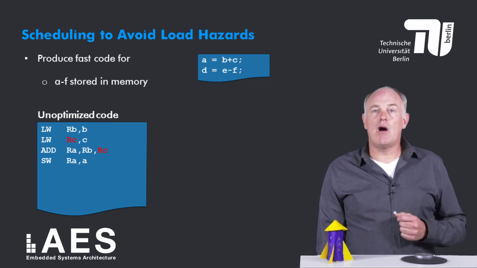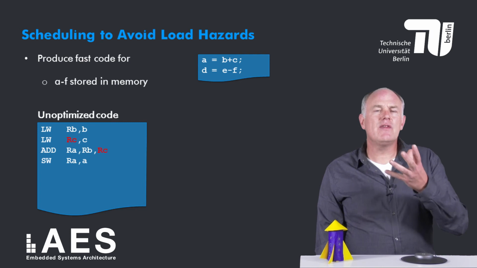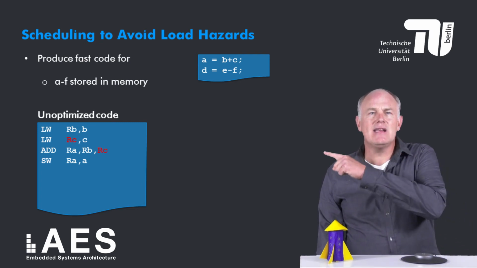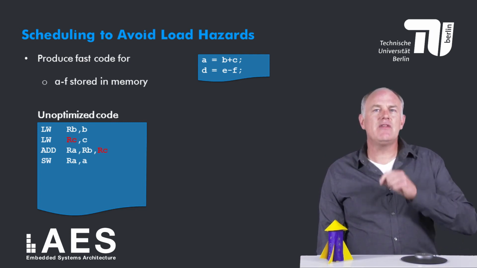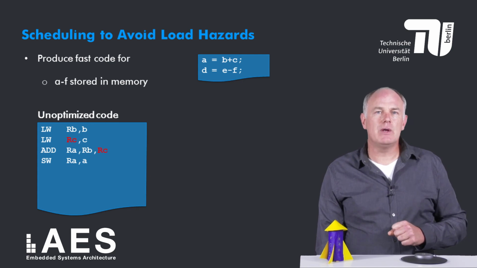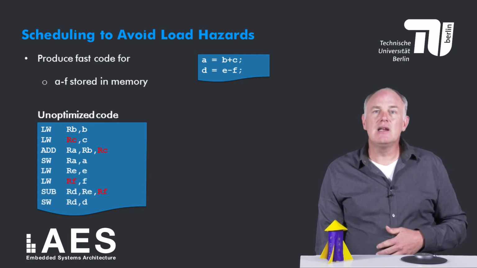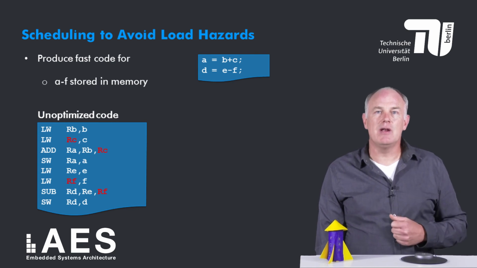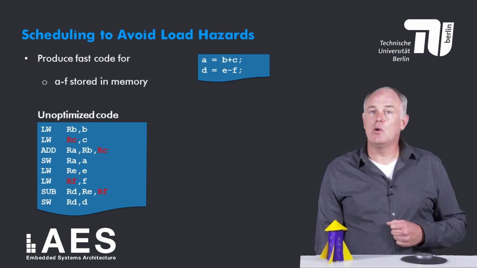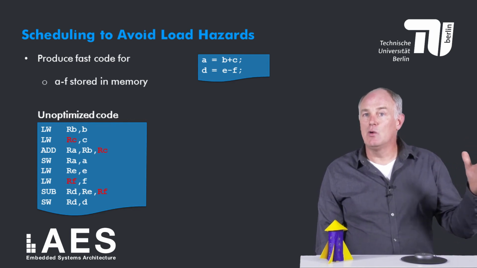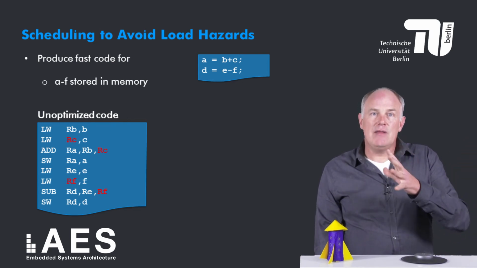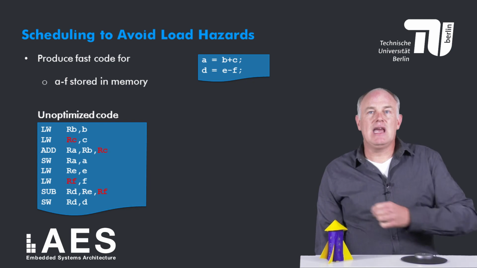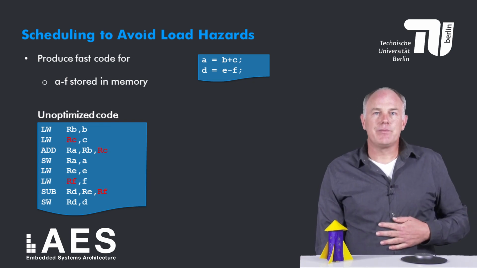Then we store RA to memory at the address indicated by A. Notice that there is a dependency between the add and store word instruction, but this dependency can be solved by forwarding. And finally, we translate the statement D becomes E plus F similarly, and see that there is a load-use data hazard between the load to RF and the subtract instruction, as indicated by the red font color.